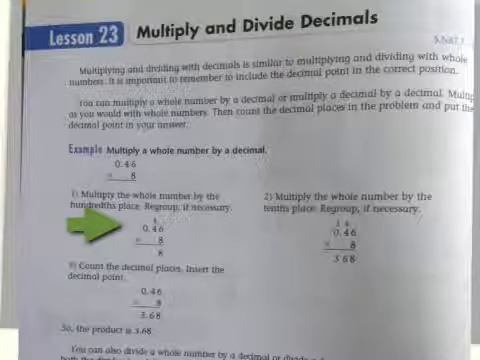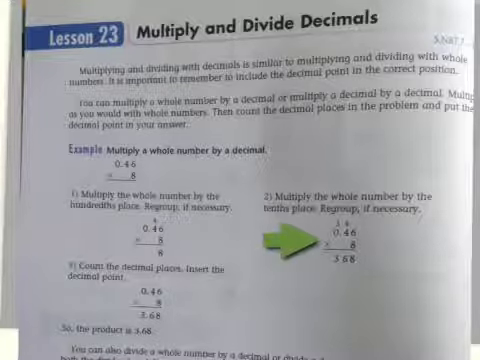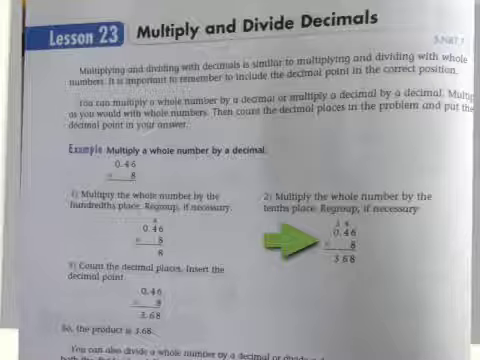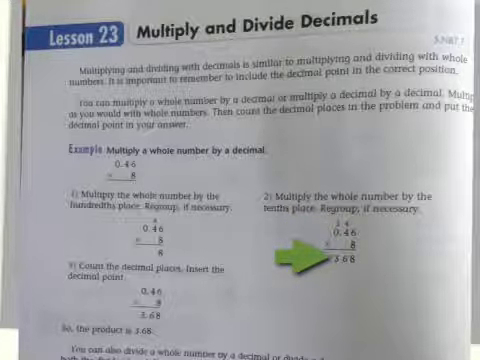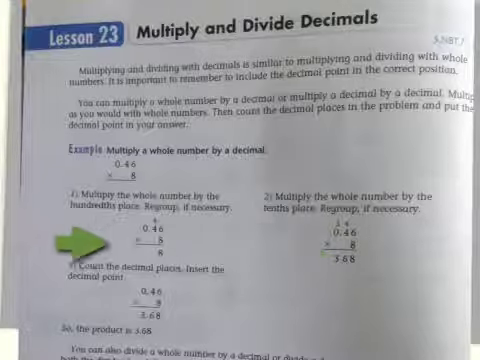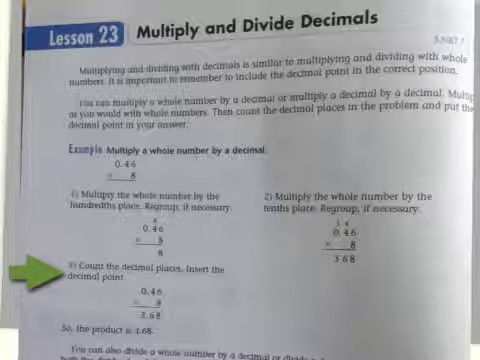So 4 times 6 we know is 24. So our 4 is there, 8 is there. Next we're going to say 4 times 8 is 32 plus 4 more is going to give us 36. So 8 times 0 is 0 plus 3 more is 3. So that's where we come up with the 368. Number 3, it says count the decimal place value, insert the decimal point. So we have 2 place values right there, 2 place values there. So it's 3.68 is the product. Okay, so let's look at the next example.